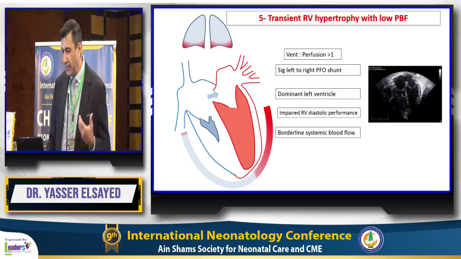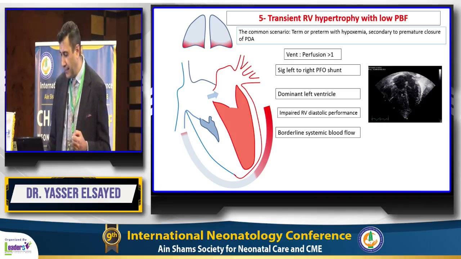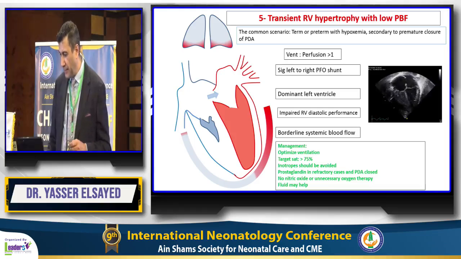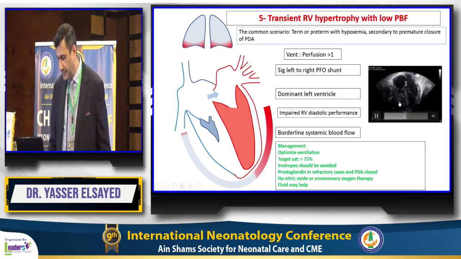In this situation, you have ventilation perfusion mismatch of more than 1 because of very low pulmonary blood flow through the right ventricle. Right ventricle cavity is very small, very hypertrophic, dominant right ventricle, impaired RV diastolic performance, borderline systemic blood flow, or hypotension. What you need to do in this case to save this patient, as you can see here in the four-chamber view, the RV is very hypertrophic. LV is okay, but RV is very hypertrophic. Almost there's no space left for blood.